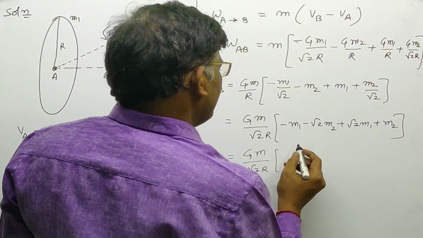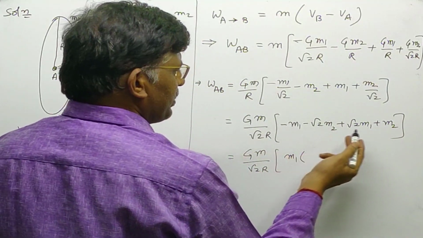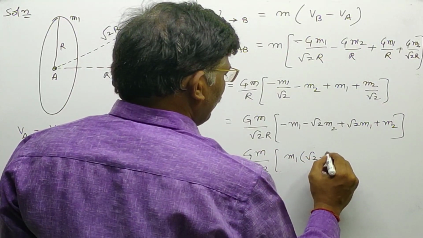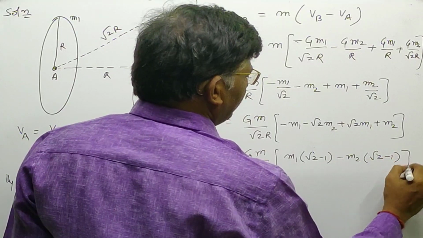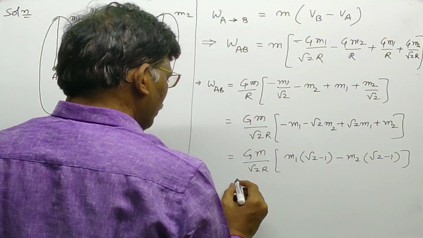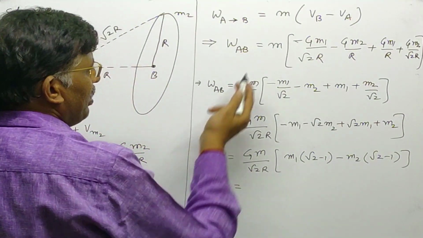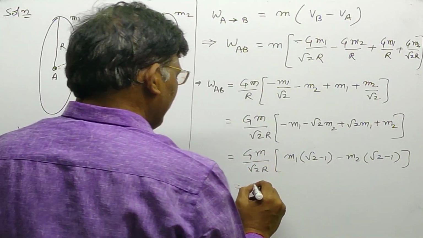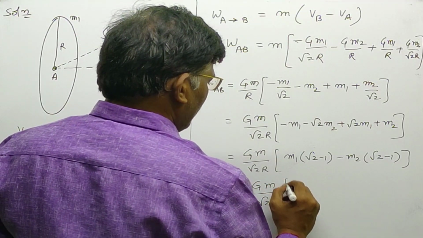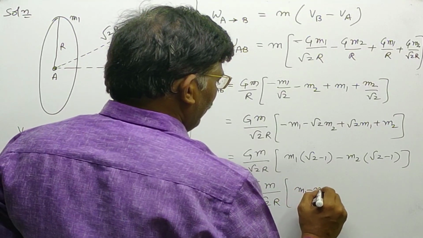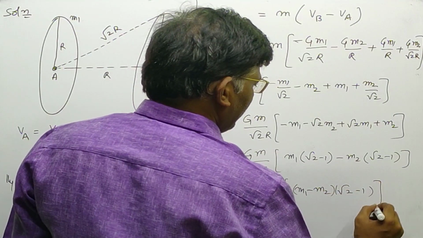Here you can take M1 common in the M1 terms, root 2 minus 1, minus M2 into root 2 minus 1. Again, root 2 minus 1 is taken as common. So the final answer is, the work done in moving a mass m from A to B can be written as Gm divided by root 2 R into (M1 minus M2) into (root 2 minus 1).